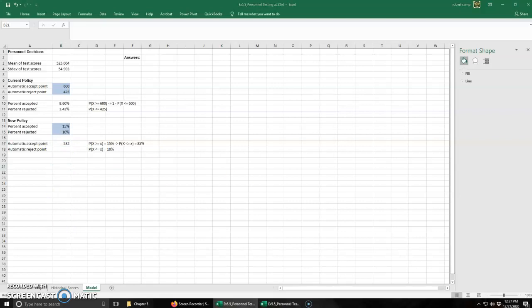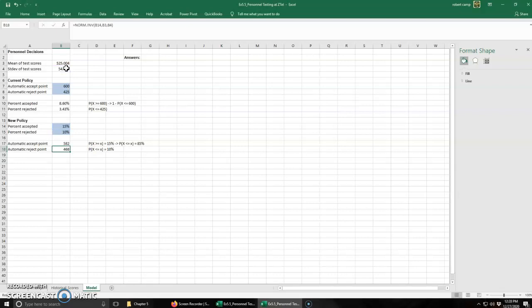Okay, and so now we're going to look at the automatic reject point, and since the automatic reject point is going to be 10%, we don't have to do any of this minus because we want the bottom. This was asking for the top 15%. We're going to be looking at the bottom 10%. So once again, we go to our norm.inv equation. Our probability is going to be 10%. Our mean is going to be that. Our standard deviation is going to be that. We're going to close that up.